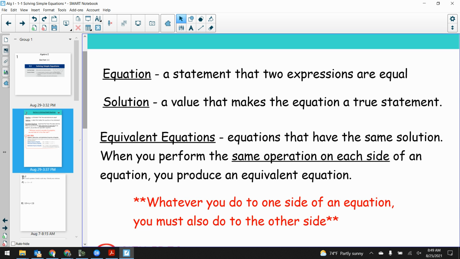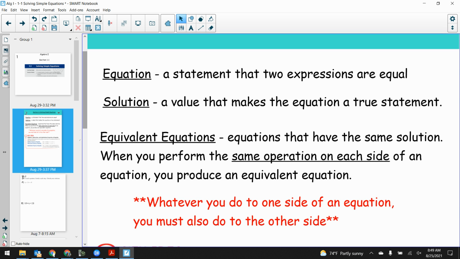The second thing, a solution to that equation is basically one value that makes that equation a true statement. So if I've got an equation, say 2x is equal to 8, 4 would be my solution, because if I took 4 in place of x, 2 times 4 would get us to 8. So the solution is any value that makes that equation a true statement.